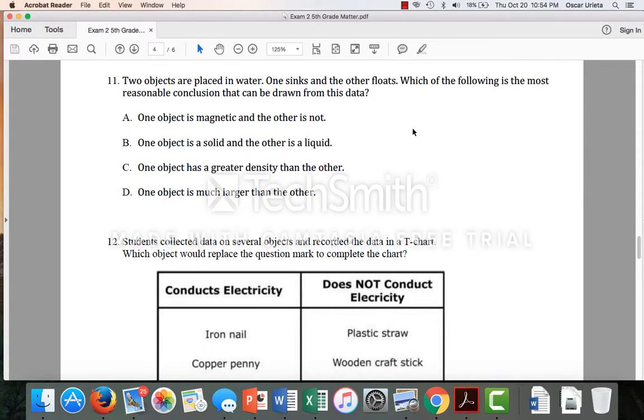Question number 11. 2 objects are placed in water. One sinks and the other floats. Which of the following is the most reasonable conclusion that can be drawn from this data? A. One object is magnetic and the other is not. B. One object is a solid and the other is a liquid. C. One object has a greater density than the other. D. One object is much larger than the other. Pause it and answer your question.